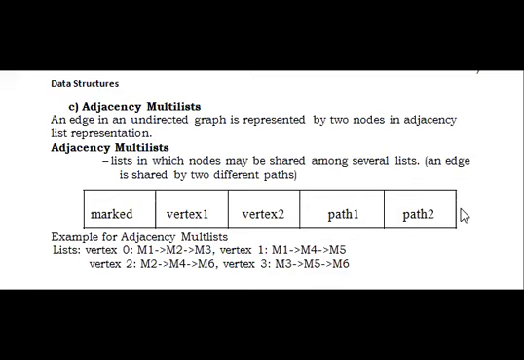Here, that is adjacency multi-list. Adjacency multi-list means the list in which a node may be shared among several lists. That is, an edge is shared by two different paths. So that is called adjacency multi-list.